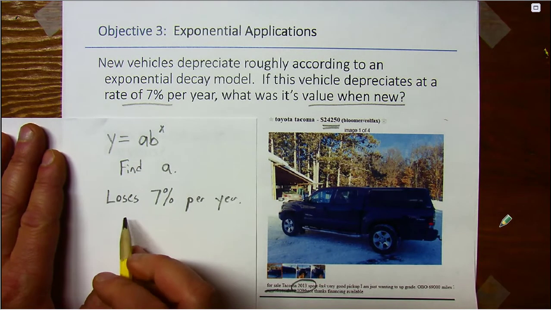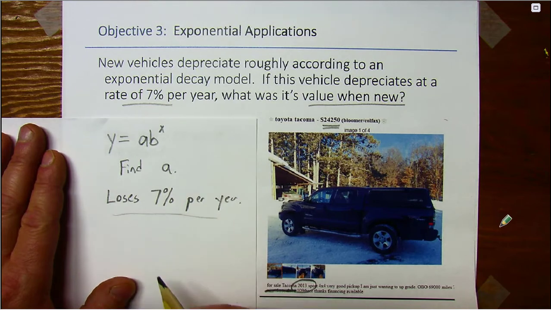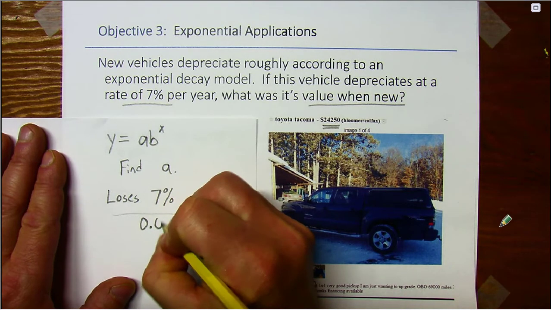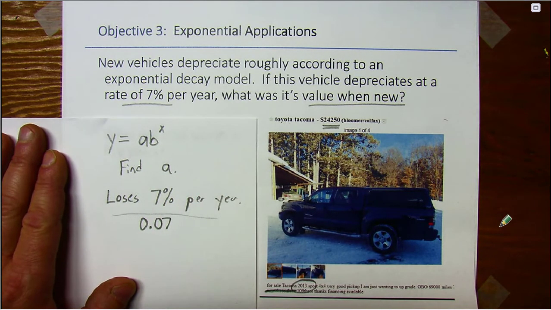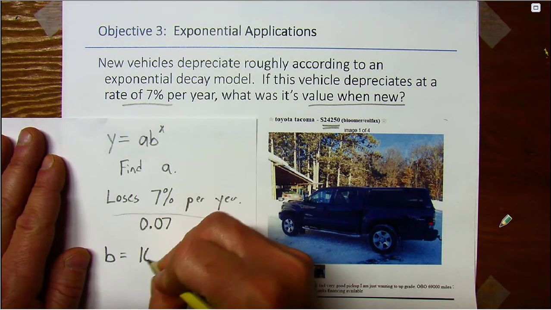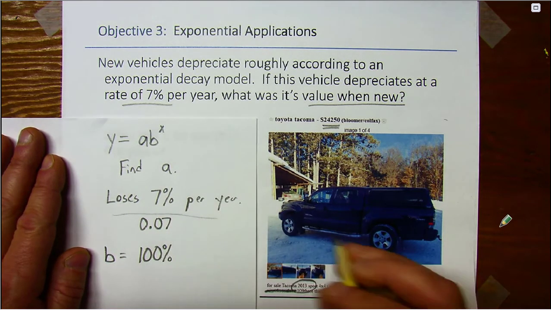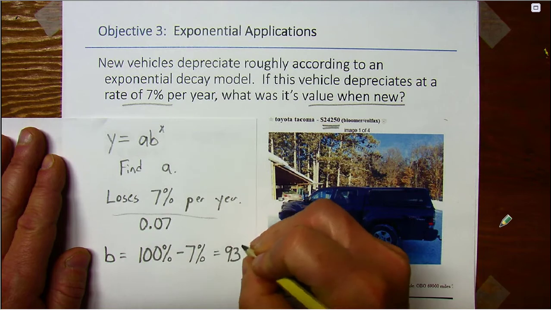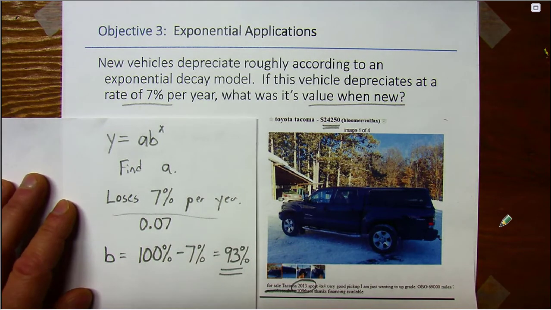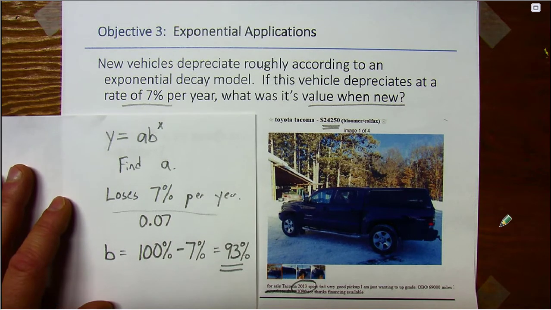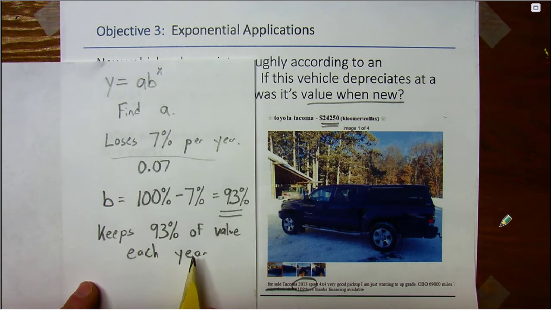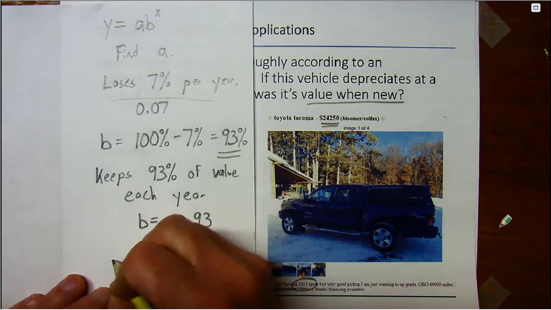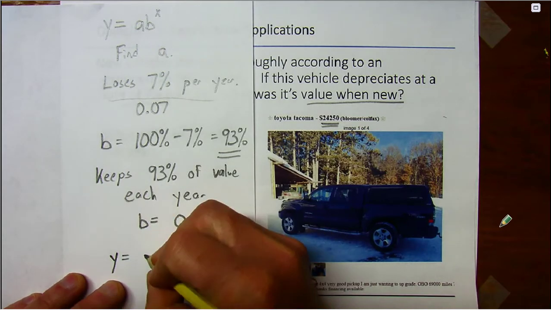Now here's the key. Think about Greece's population that we looked at just a minute ago. We subtracted that from 100%. If it loses 7% per year, then our B value must be 100%. That would mean it wasn't losing any value year after year, minus the 7% that it's losing. That means that our B value is 93%. Or another way to say that is it keeps 93% of its value each year. And so if it keeps 93% of its value each year, we can say then that our B value is 0.93.